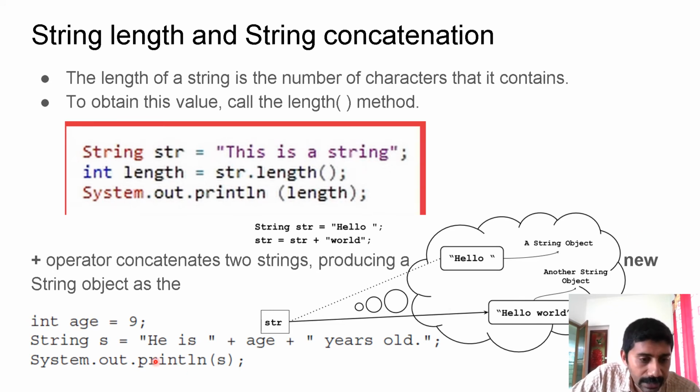And for concatenation, let us see another example. String s equals "He is " plus age. Age is an int value. So this int value, 9, is converted to a string, and now you are appending it to another string. So plus is used to perform the concatenation. When you print this, you will get the line like he is 9 years old.